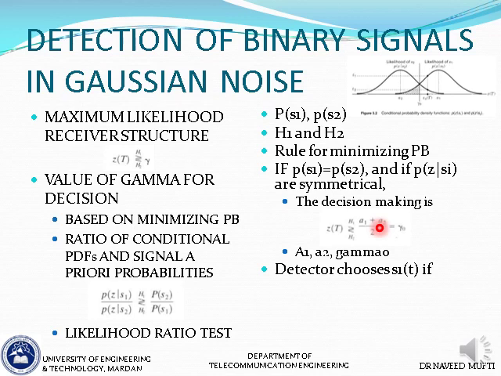So what will happen? The detector will choose S1 if for any particular point P of ZA given S1 is greater than P of ZA given S2. So for equally likely signals, that means P of S1 is equal to P of S2. The optimum threshold gamma naught passes through the intersection of the likelihood functions as shown in the figure. Gamma naught passes through this intersection here.